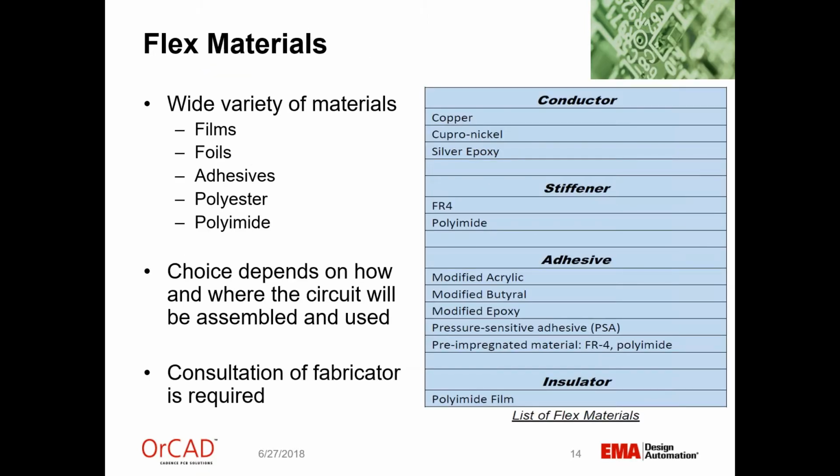A wide variety of materials can be used to manufacture flexible circuits, such as films, foils, and adhesives, with polyester and polyamide being favorites. There's a broad range of adhesives and many types of metal foils that can be used as well. The choice of material depends on how and where the circuit will be assembled and used. Careful evaluation of the various materials and consultation with your fabricator is required to make the best choice for a given application.